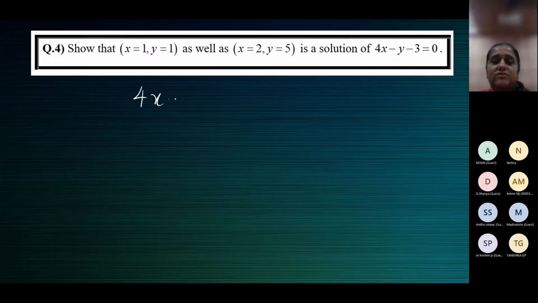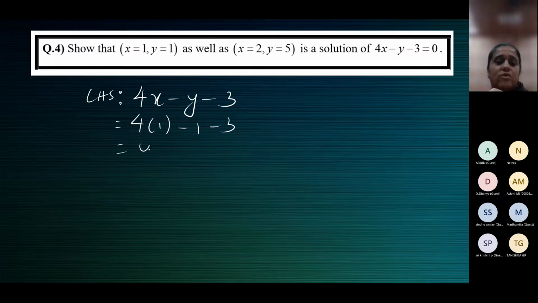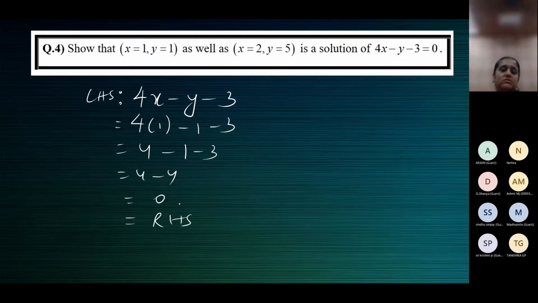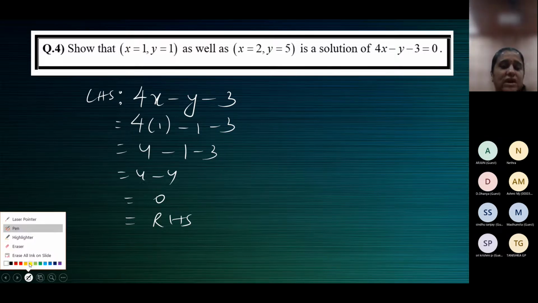So 4x minus y minus 3, this is the LHS, the left-hand side. So 4 into 1, minus 1 minus 3. That is 4 minus 1 minus 3, which is 4 minus 4, 0, which is the RHS. So it's a solution. This is how you prove it's a solution: substitute the x and y values in the LHS and you must get 0, which is the RHS.